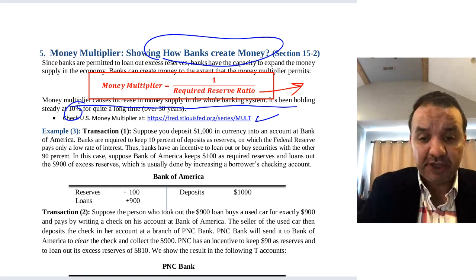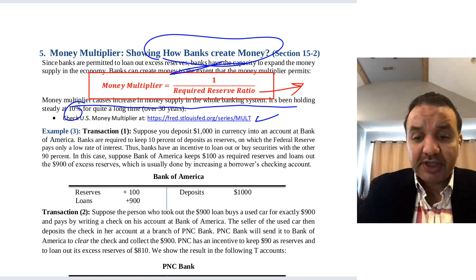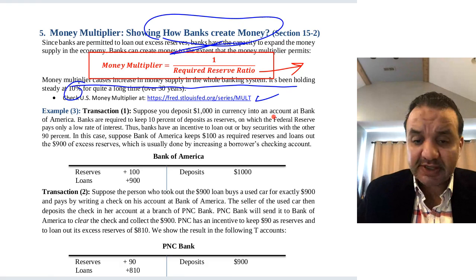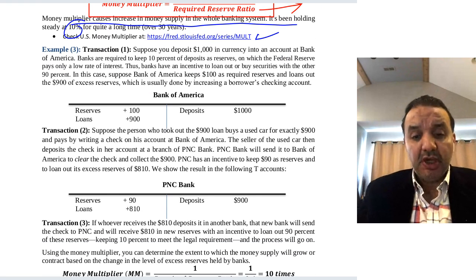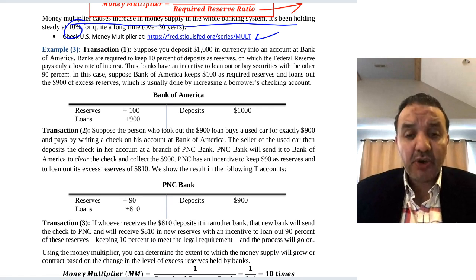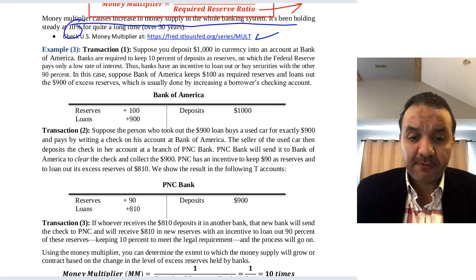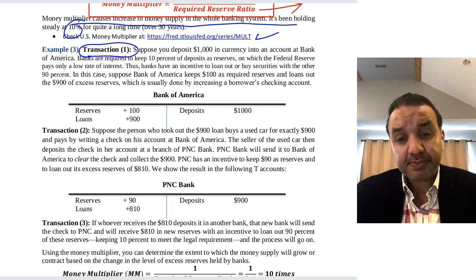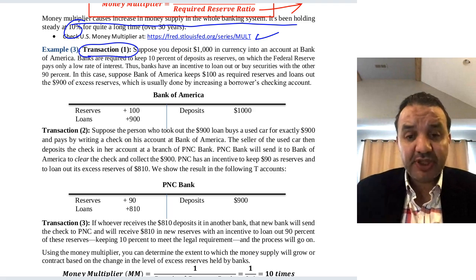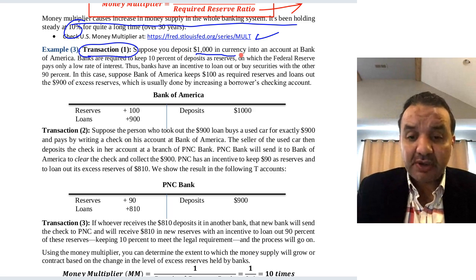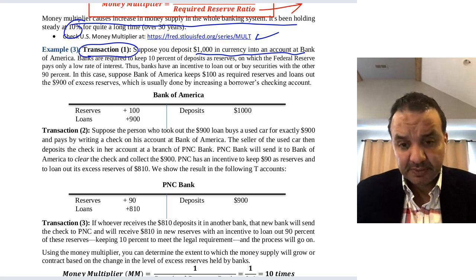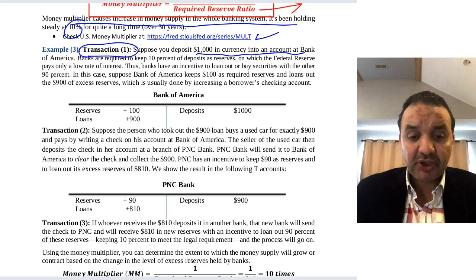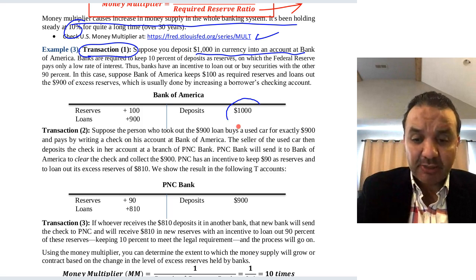But to understand the importance of the money multiplier, we have to understand how the banks create money. In order to understand this question, how the banks create money, we have this example. Let's see how the money is circulated into the economy. Let's start with transaction number 1. Suppose that you deposit $1,000 in currency into your account at Bank of America.